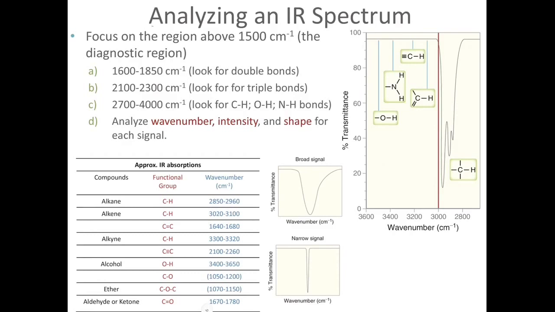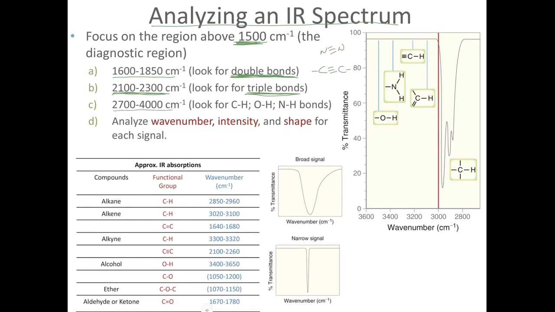So let us look at the general analysis of an IR spectrum. We have said that you need to focus on the region above 1,500. So from 1,600 to 1,850, look for double bonds. Okay, carbonyls, alkenes, all the double bonds. Okay, within the region of 2,100 to 2,300, look for triple bonds. This could be triple bond composed of carbon-carbon. It could be nitrogen. So you look for triple bonds within this region between 2,100 to 2,300.